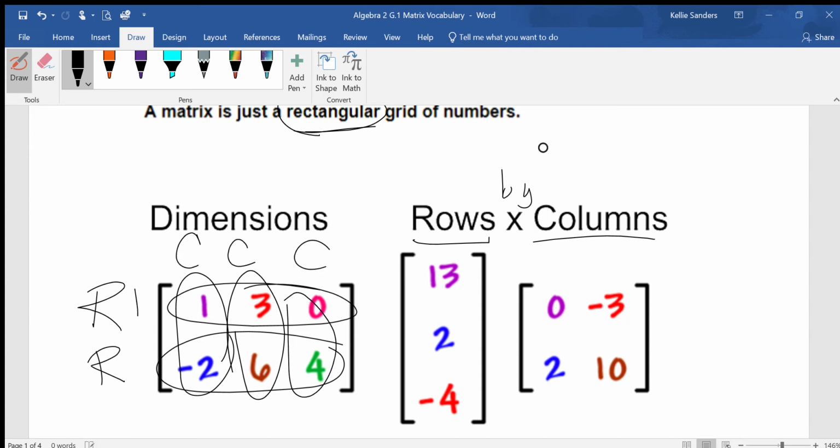So this would be row 1, this would be row 2. So there are 2 rows, and there are 3 columns. So if I asked you what the dimensions of this matrix was, you would say a 2 by 3.